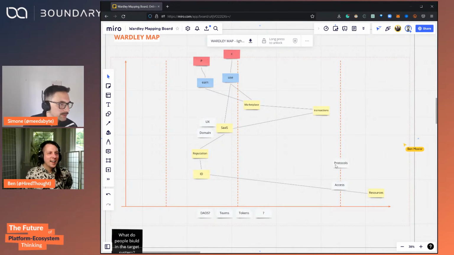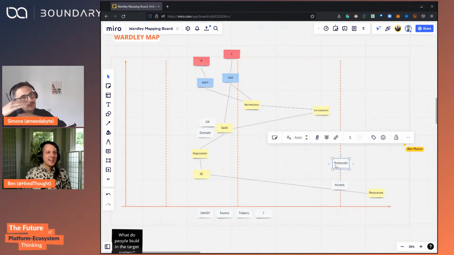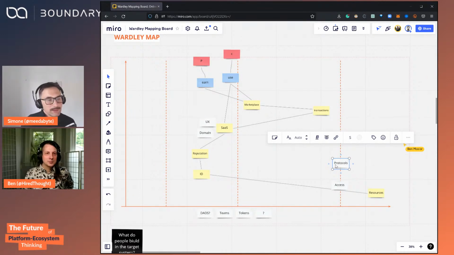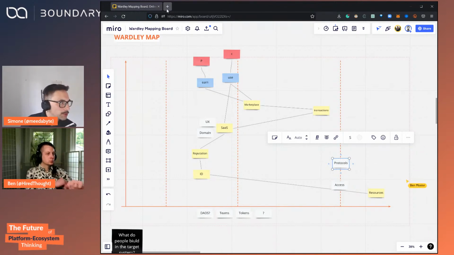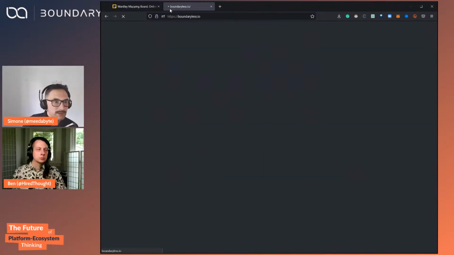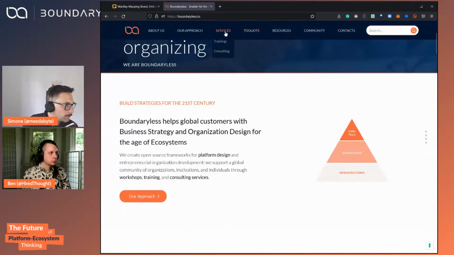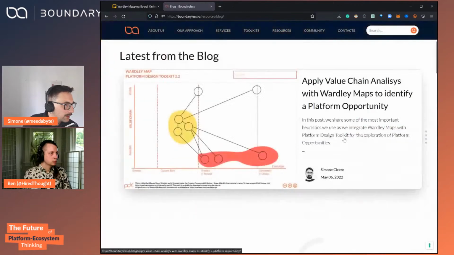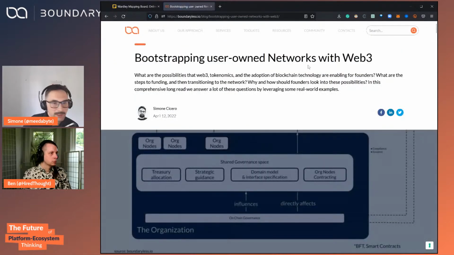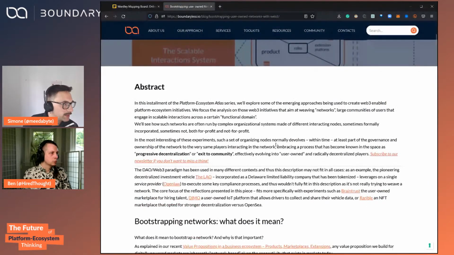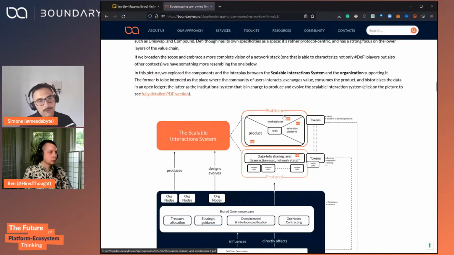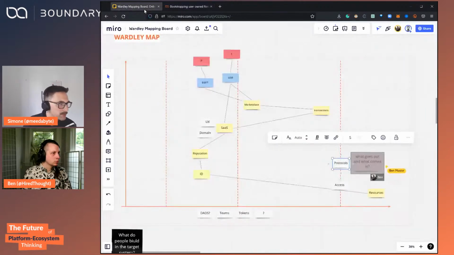We see this distinction between protocols and platforms. This has been discussed by Jesse Walden, for example, and also, again, I don't want to talk about our blog too much, but we recently released a blog post that people can check out about Web3 and user-owned networks. And we explain a little bit of the distinction between the platform layer and the protocol layer.